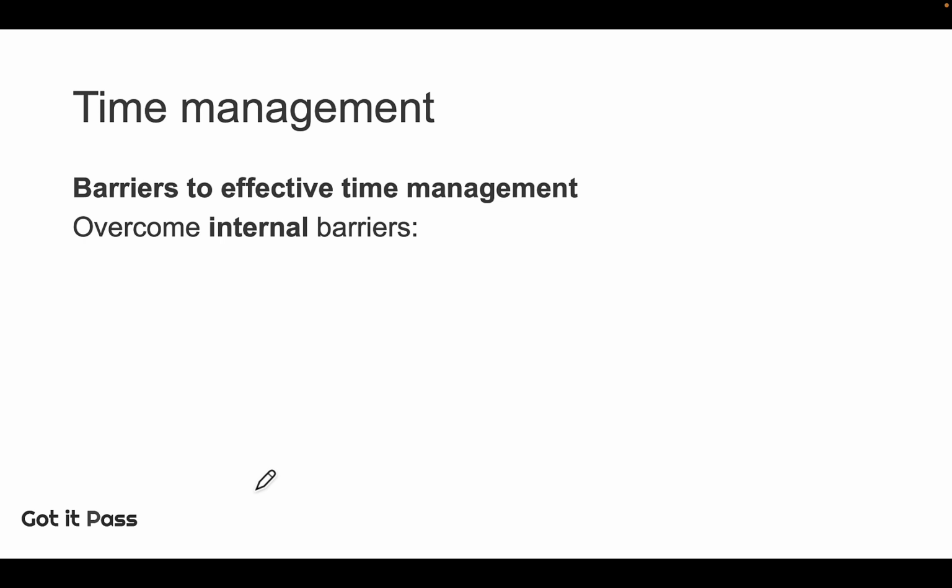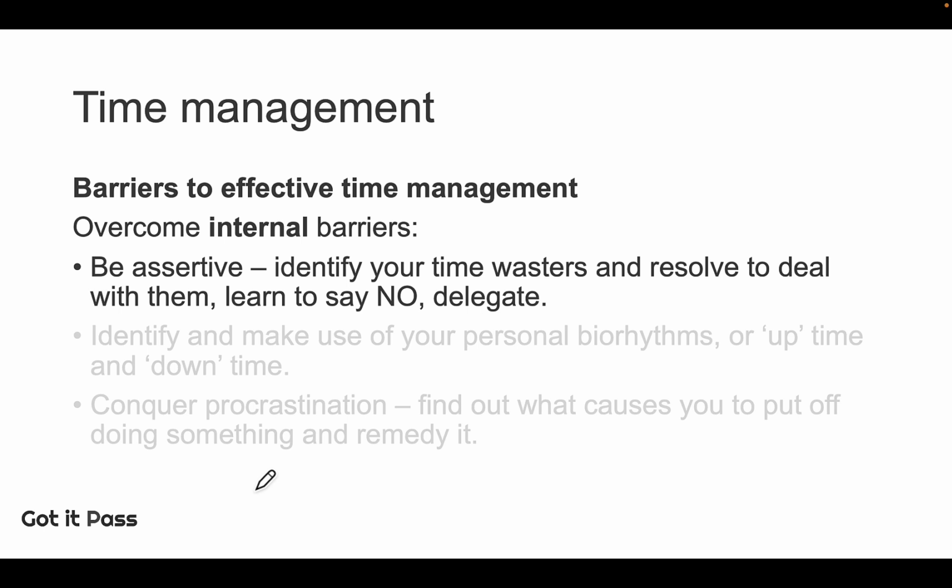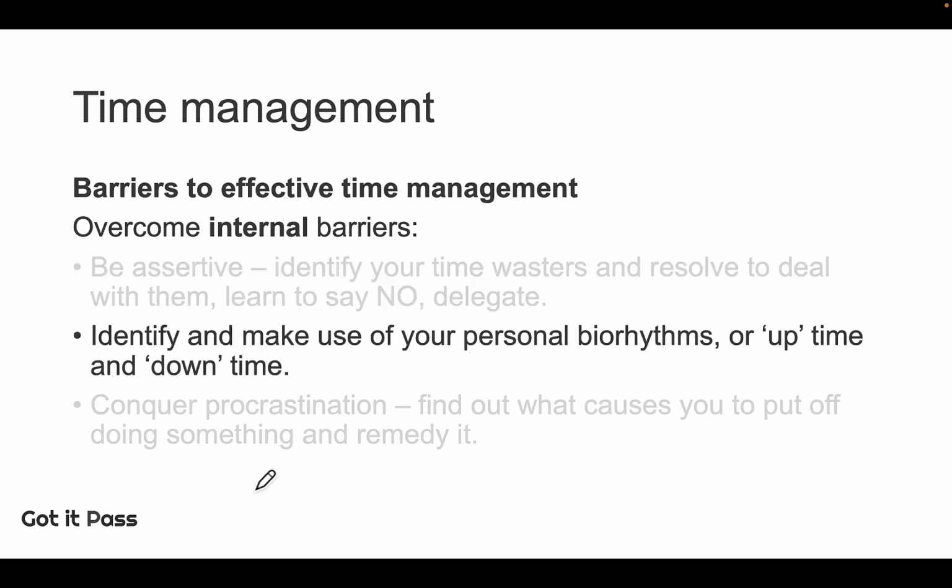All these are external factors affecting effective time management. And how to overcome the internal barriers here? Be assertive. As I said, some internal barriers come from yourself, like discipline, and you have to be assertive to identify your time wasters and resolve to deal with them. Learn to say no, and sometimes you need to delegate. Identify and make use of your personal biorhythms, or uptime and downtime. Sometimes when you are feeling not good, you need to take a rest to have a better recovery, maybe for emotional or other issues. Sometimes you need to take some rest when you are in the downtime, and it helps you to be more productive after it.